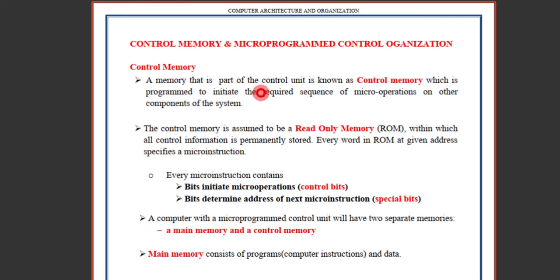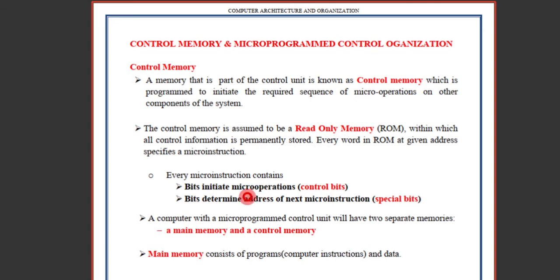A memory that is part of the control unit is known as control memory, which is programmed to initiate the required sequence of micro operations on other components of the system such as registers, ALU and memory unit. The control memory is assumed to be a read-only memory within which all control information is permanently stored, whereas every word in ROM at a given address specifies a micro instruction.